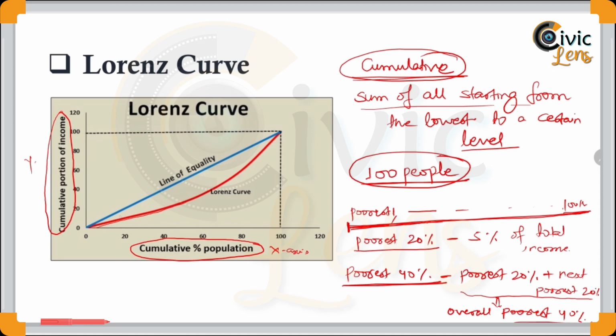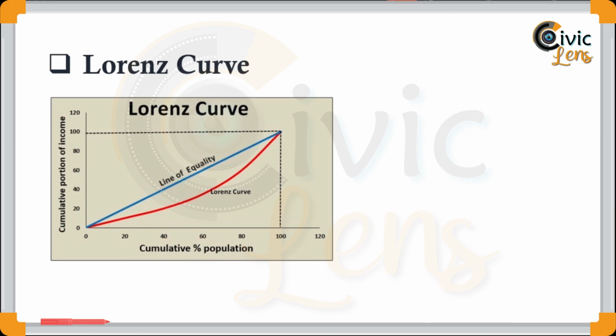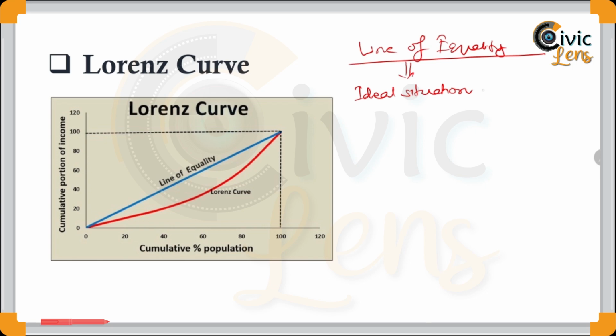Now if you see, this Lorenz curve is always accompanied by this blue line, which is the line of equality. So let's first understand exactly what it is. The blue line, the line of equality, is basically the ideal situation when wealth is being distributed equally. Wealth or income, whatever you might like to say, distributed exactly equally.